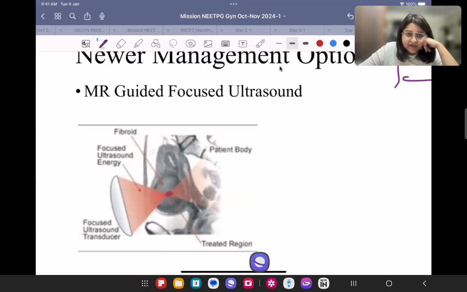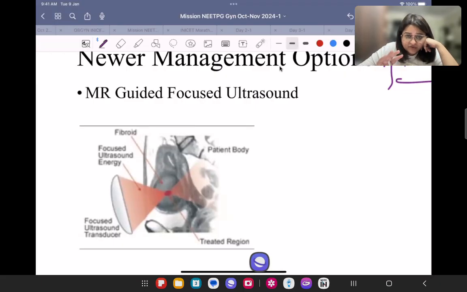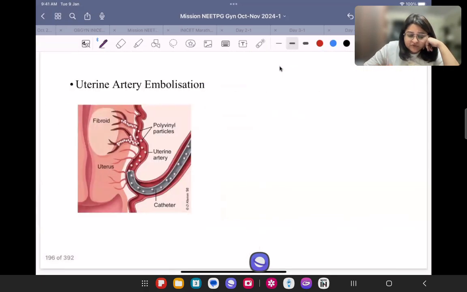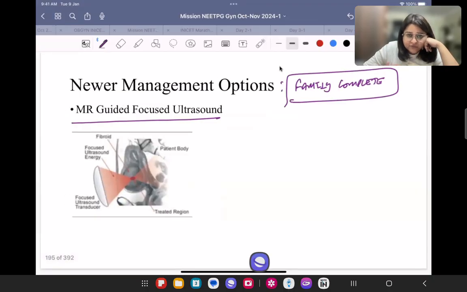One of them is MR guided focused ultrasound. Just remember the names. MR guided focused ultrasound. Okay, and the other is a uterine artery embolization. So these two are newer methods which are minimally invasive or non-invasive, in fact.